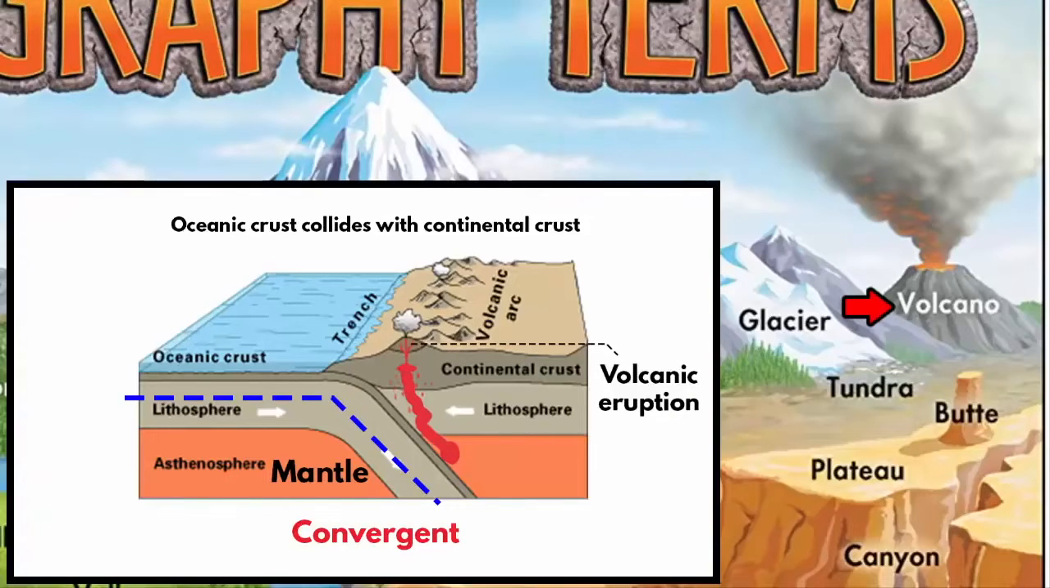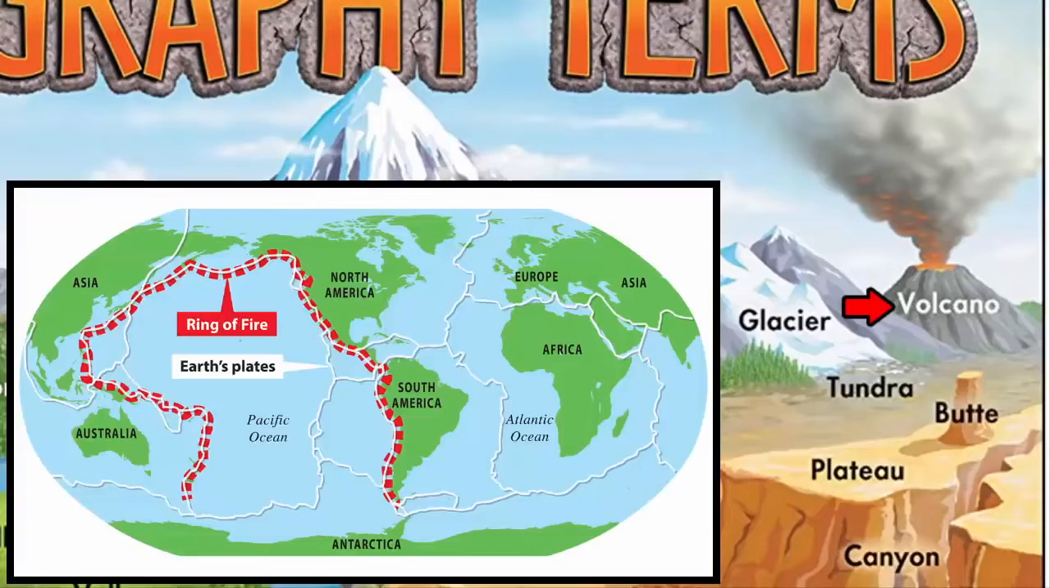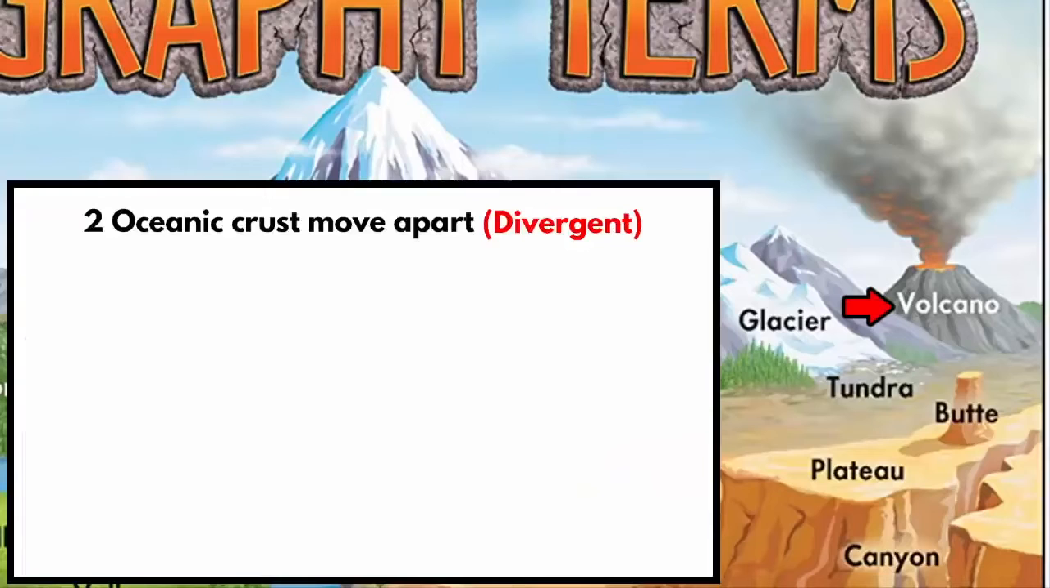A good example is the Ring of Fire in the Pacific Ocean. The Ring of Fire is a ring of volcanoes around the Pacific Ocean that result from collision of oceanic plates with lighter continental plates. Now coming to the second scenario, when two tectonic plates move apart from each other.